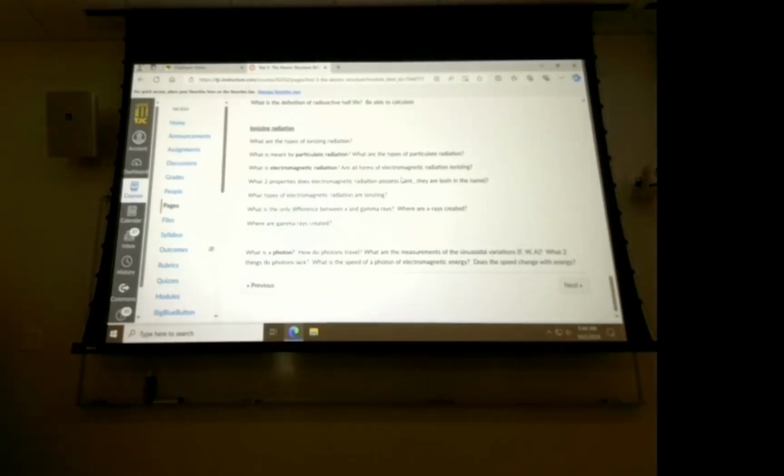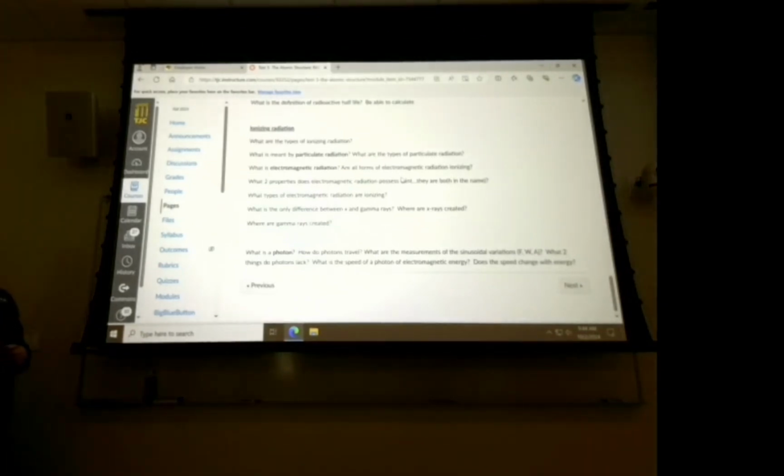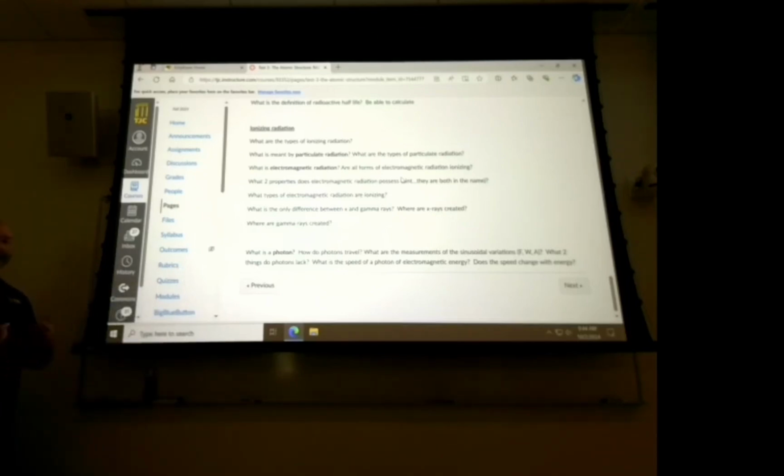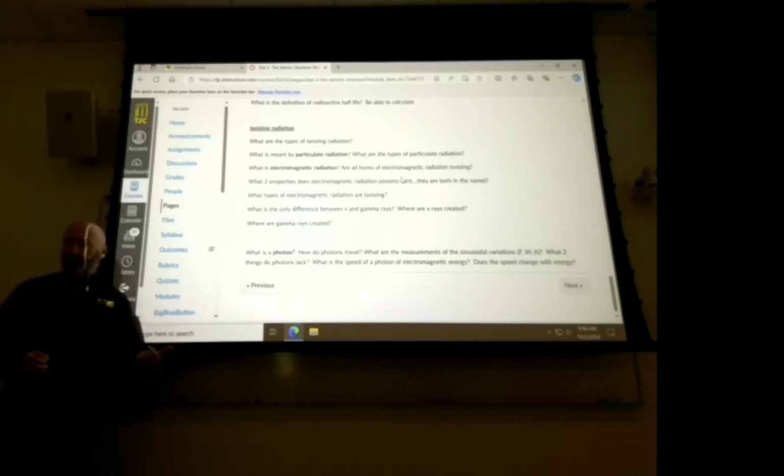And photon is the last thing, and photon is really where the next chapter picks up. Photon is a single piece. It's kind of like an atom of light or atom of electromagnetic radiation. So it's a single piece of electromagnetic radiation. We're going to talk about that.